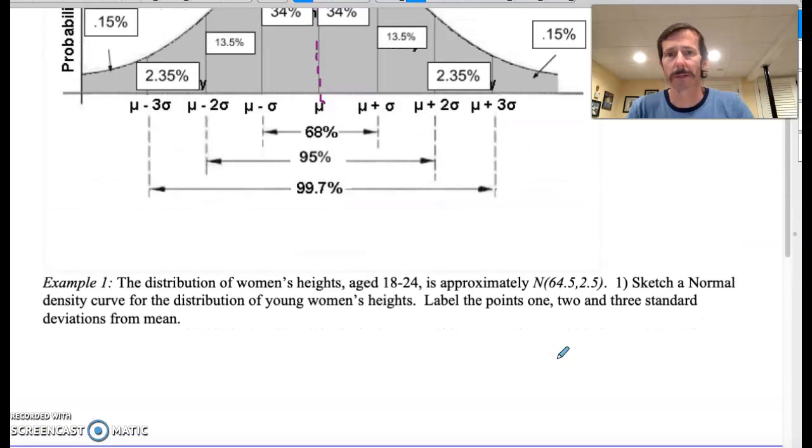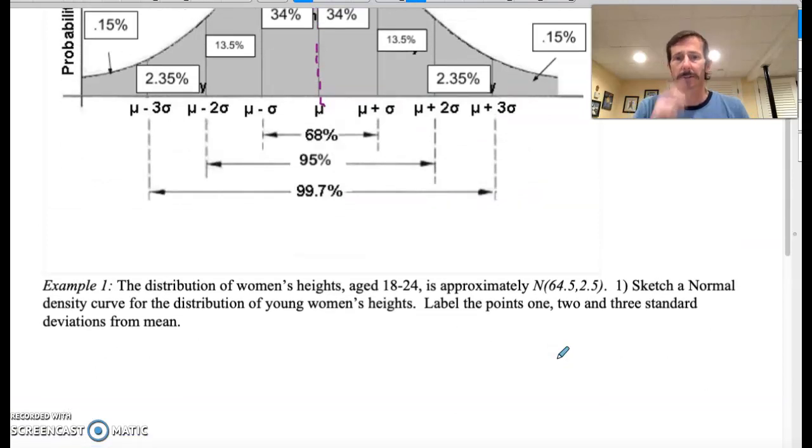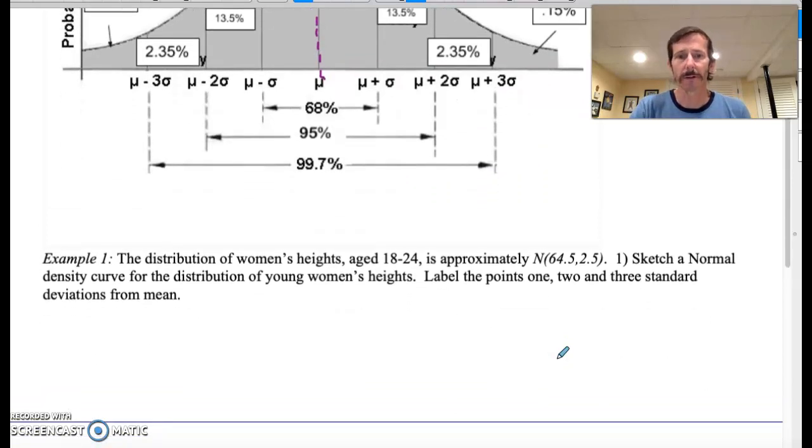So here we go. I'm going to kind of leave this right here. Distribution of women's heights is approximately normal. And again, this is something I do need to reference. In AP Stats, if you see this notation, the first number is the mean and the second number is the standard deviation.